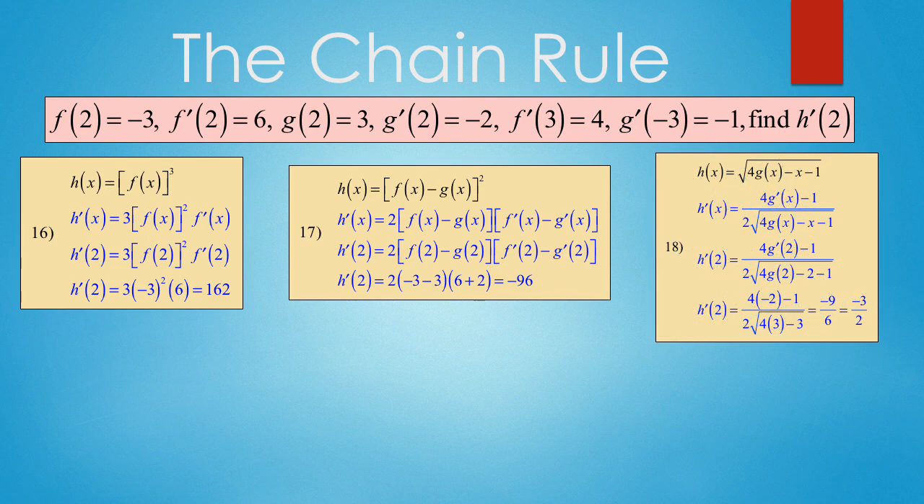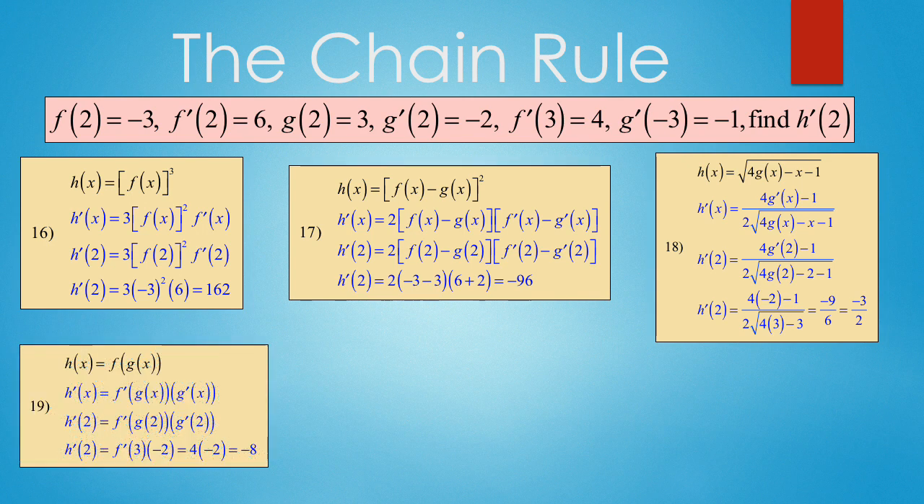In 18, we're told that h of x is equal to the square root of 4g of x minus 1. And we know that we can write that to the 1/2 power. So taking the derivative, the 1/2 comes in front, and we write that expression to the negative 1/2 power, and I skipped a step and already put it into the denominator. But we then have to use the chain rule and multiply by the derivative of what's inside the square root, which is 4g prime of x. At this point, plug in the 2, and you can go to your chart, fill in all the proper information, and your answer is negative 3/2.